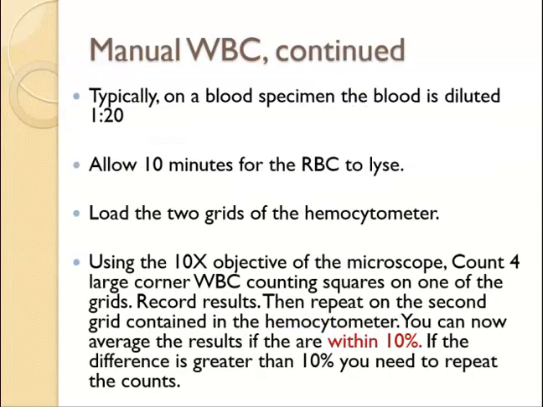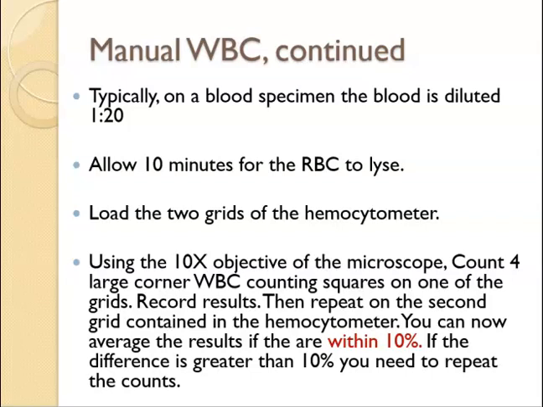For our manual white blood cell counts, we typically use a dilution of 1:20. That's not to say that you couldn't use a different dilution. That's just typically what's used. We usually allow 10 minutes for our red blood cells to lyse in that solution of 3% acetic acid. And once we have that incubation period of 10 minutes over, we can load our specimen onto our hemocytometer on both sides of the grid lines on the hemocytometer. Then you can put the hemocytometer slide on the microscope and begin to read.